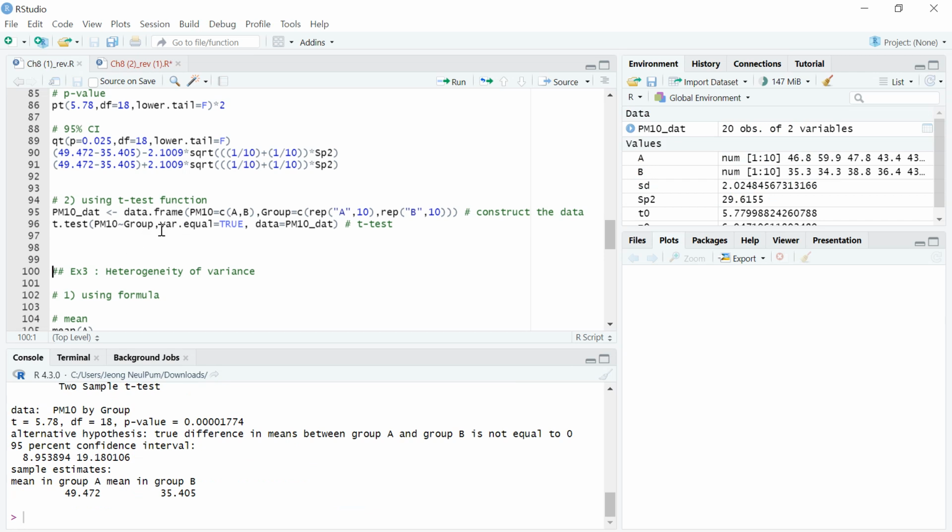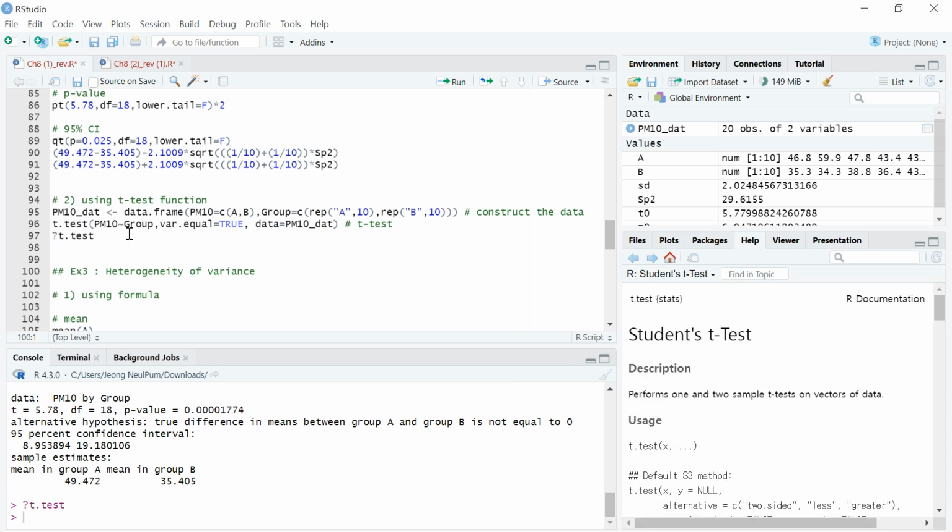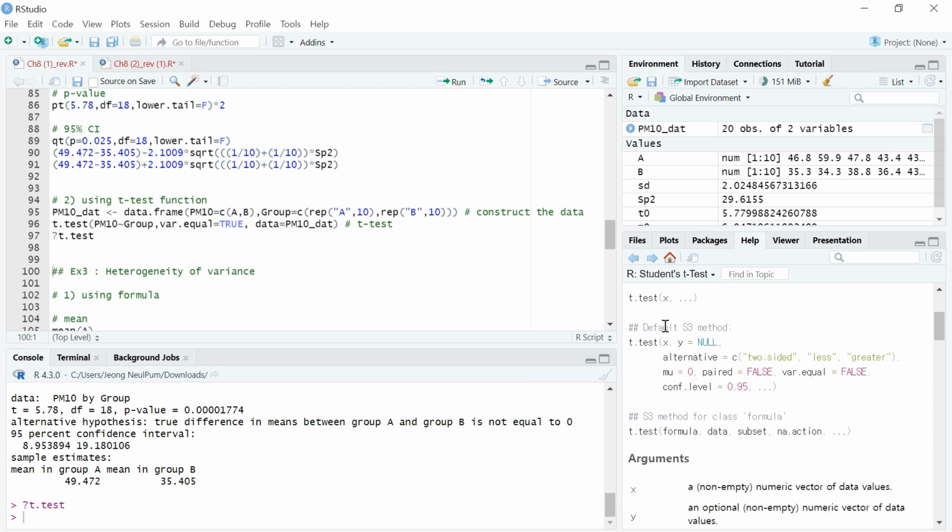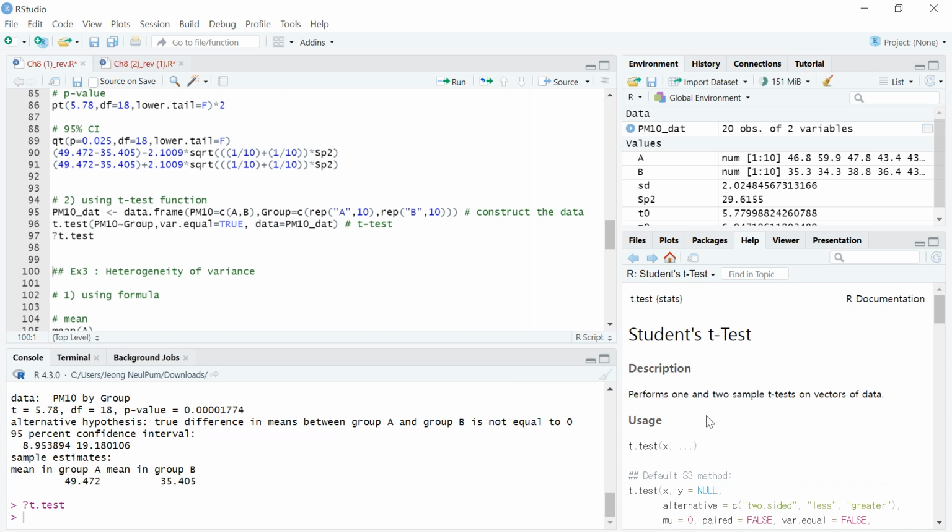Because we are dealing with a homogeneity situation, the var.equal option is true. If you have any question about the t.test function, you can run this code with the question mark, and you can see the usage of this t.test function. Or there is also Google or ChatGPT you can ask.